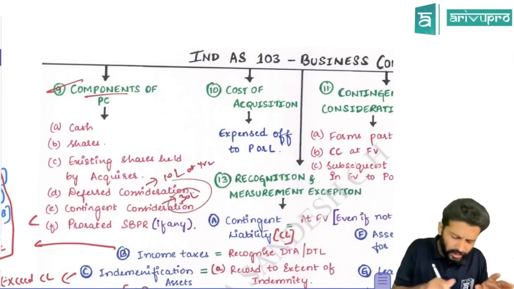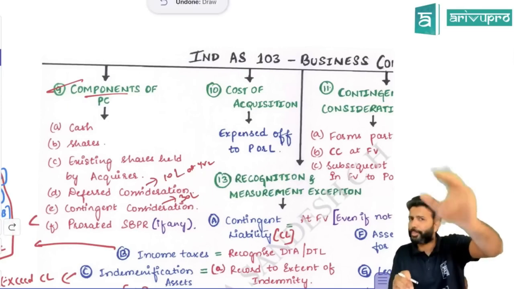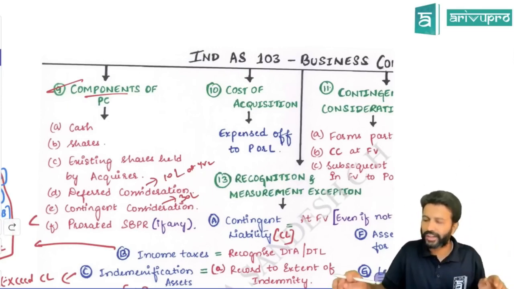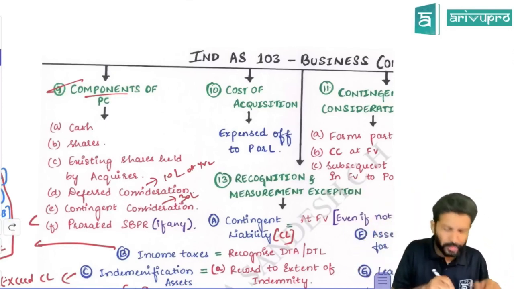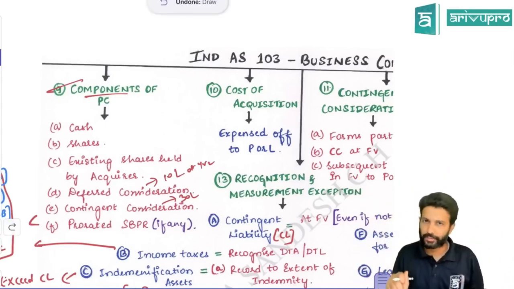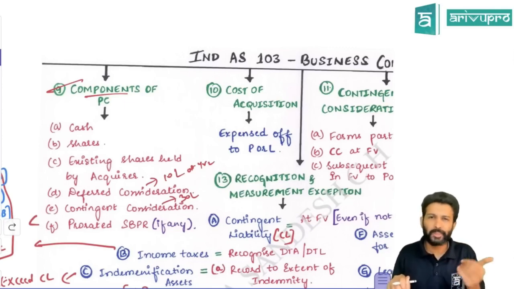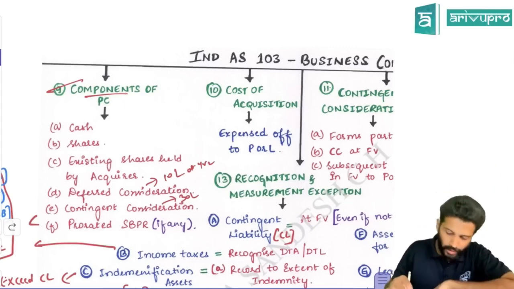So normally for these problems, even contingent consideration should be considered at fair value, and fair value of contingent consideration will be given to you in the problem. Straight away take it. Prorated SBPR, I'll take it up separately. I've written a separate chart for it. We'll talk about it there. SBPR, share based payment reserve basically.